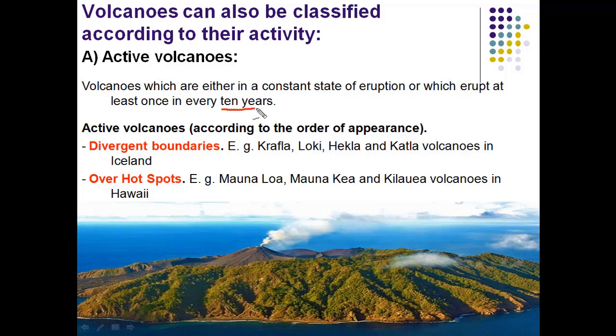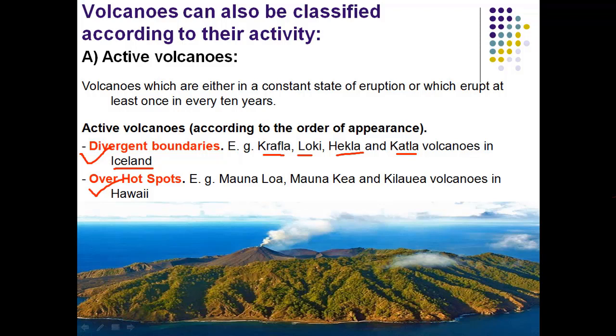But please do remember, it at least erupts once in 10 years. Active volcanoes, according to the order of appearance, are either at the divergent boundaries or over hotspots. Examples of divergent boundary volcanoes: Krafla, Loki, Hekla, Katla. They're primarily in the island country of Iceland. Iceland is primarily located exactly over the Mid-Atlantic Ridge.